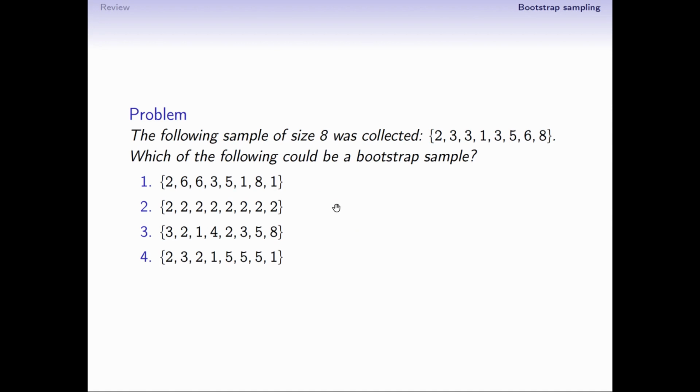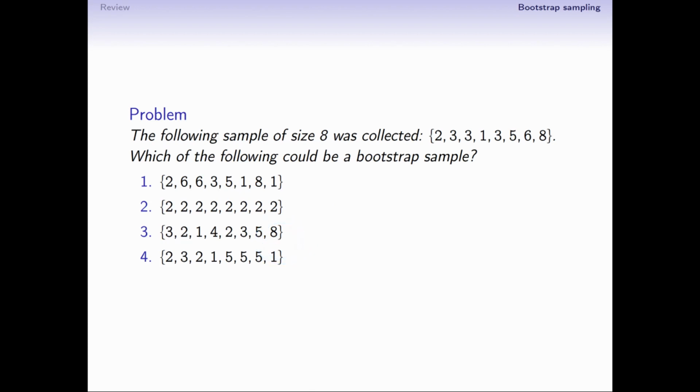Well, it consists of 8 elements, and if you look at the variety of things that are appearing in that set, I only see 1s, 2s, 3s, 5s, 6s, and 8s. So this is a possible bootstrap sample. How about this set here that consists only of 2s? Is that a bootstrap sample?